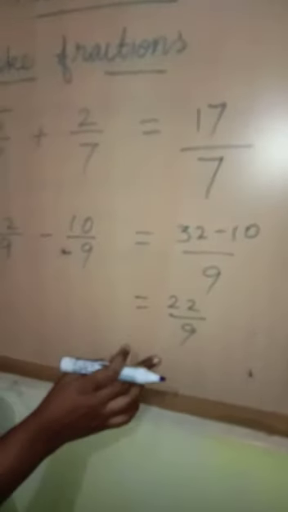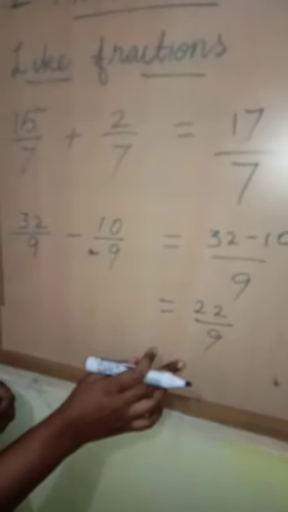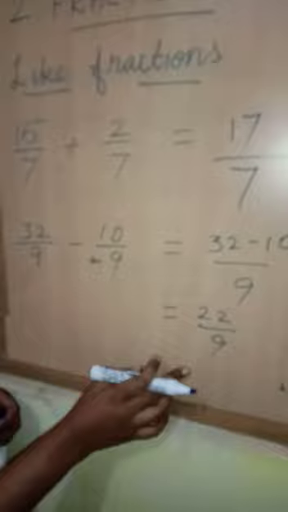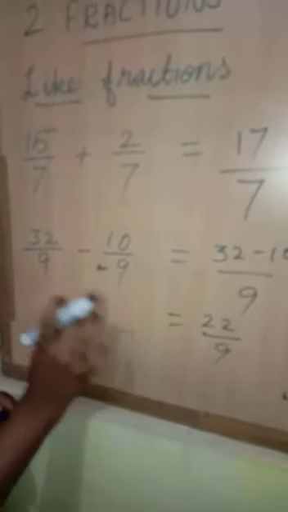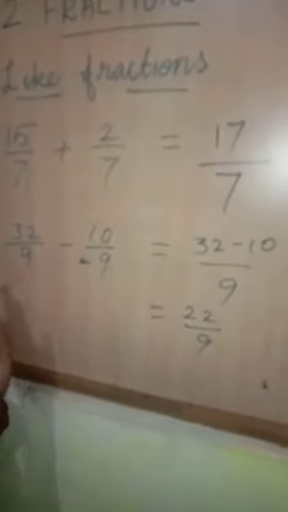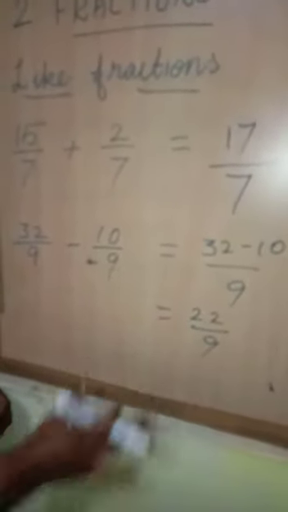I hope you understood. If they give like fractions, this is how you have to add and subtract. Just add the numerator with the numerator directly. Similarly for subtraction, subtract the numerator with the numerator directly. I hope you understood this.